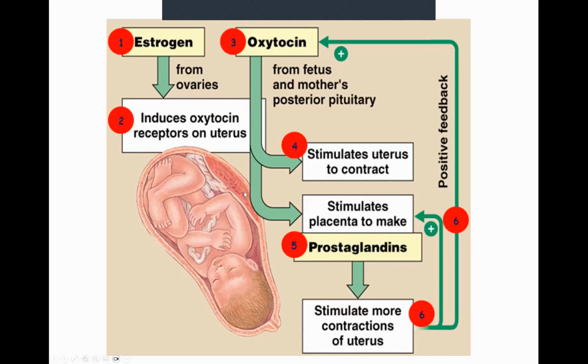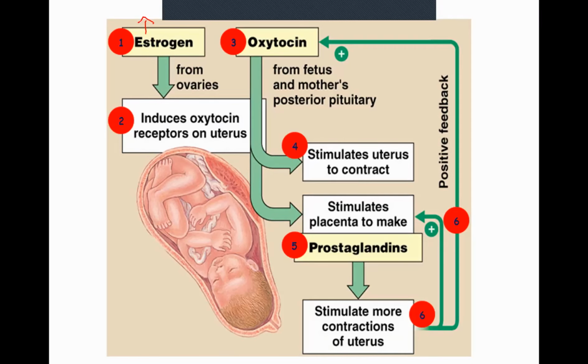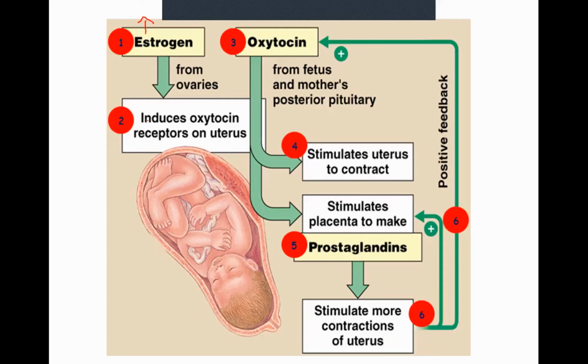Okay. So this is the picture to summarize the process of labor. Remember, in late pregnancy, the estrogen level will be higher. Estrogen will travel from the ovary and act on the target cell. One of the target cells is the uterus. It will induce the formation of oxytocin receptors on the uterus.